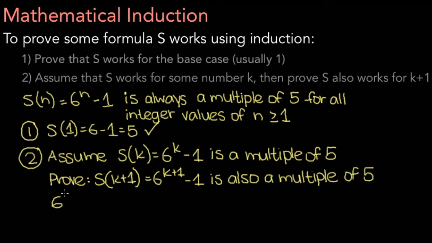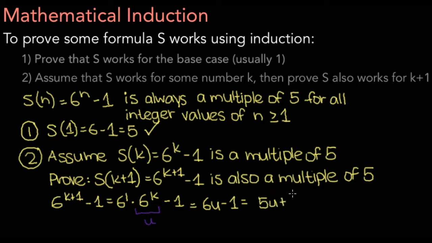You'll notice that 6 to the power k plus 1 minus 1 can be written as 6 to the 1 times 6 to the k, minus 1. If we think of this 6 to the k term as u, what we have here is 6u minus 1. We can rewrite this as 5u plus u minus 1. If we substitute 6 to the power k back in for u, what we get is 5 times 6 to the power k plus 6 to the power k minus 1.